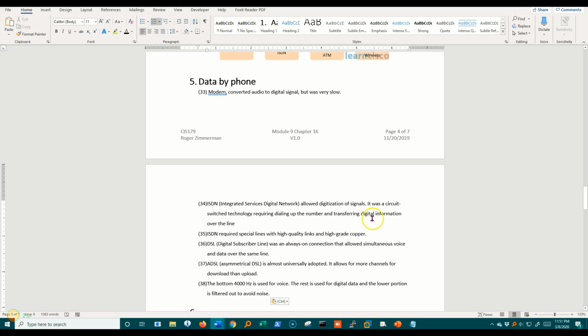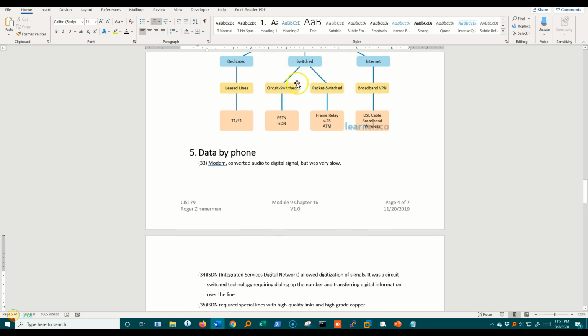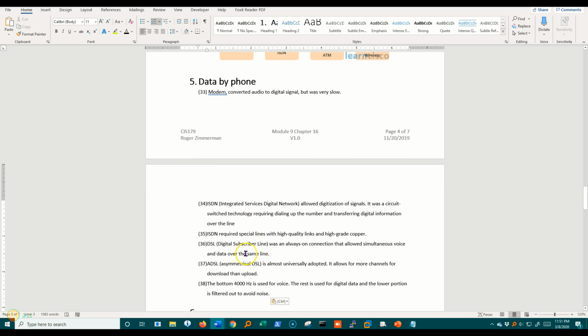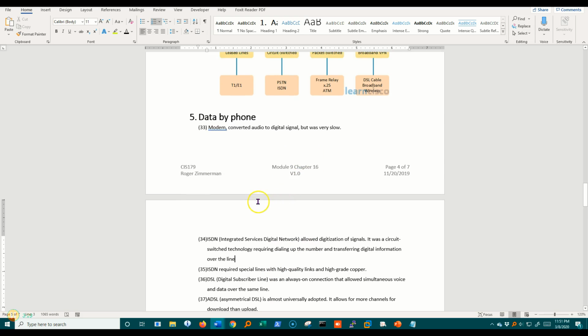There was another system that the telephone network used called ISDN, or Integrated Services Digital Network, which allowed digitization of signals, and it was circuit switched, as we see up here, circuit switch technology. However, rather than being always on, it required dialing up the number, transferring the digital information, and then disconnecting that line. And so it did have a little bit of difference from DSL, and of course there were quite a few different technical differences as well. But these were the three ways that we did it.